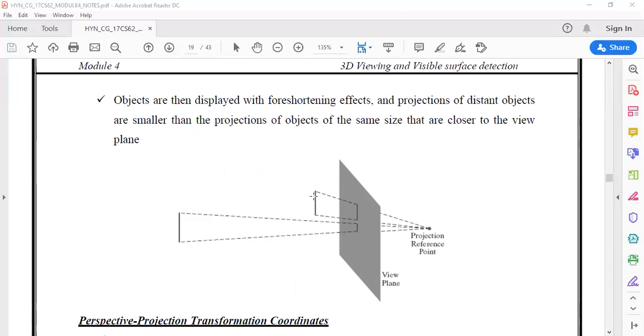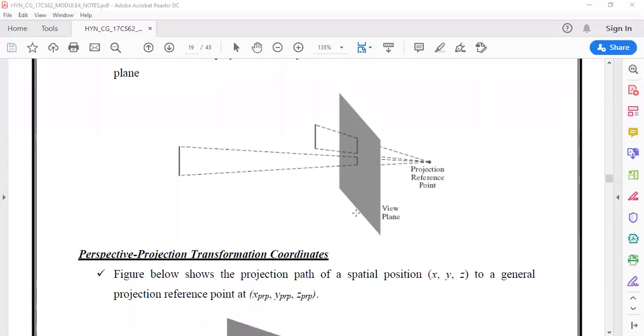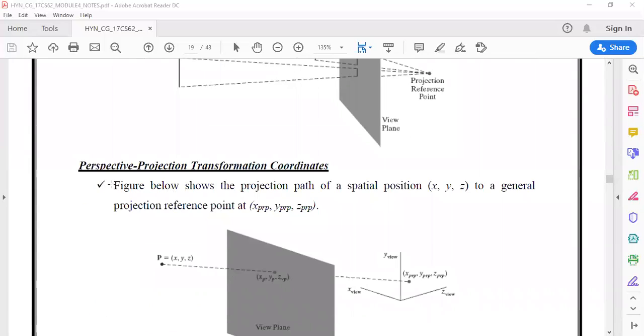So if I take that object very close to the view plane, then I can see a comparatively larger size of the object displayed on the view plane, right? So this is with respect to perspective projection. The farther the object is, the smaller the size displayed on the view plane. The nearer the object is to the view plane, I can see a relatively larger size on the view plane, right? So next, let us see how we can have perspective projection transformation coordinates, right?